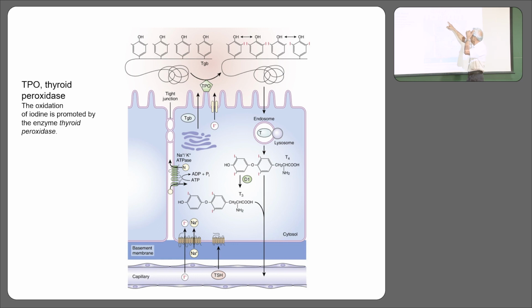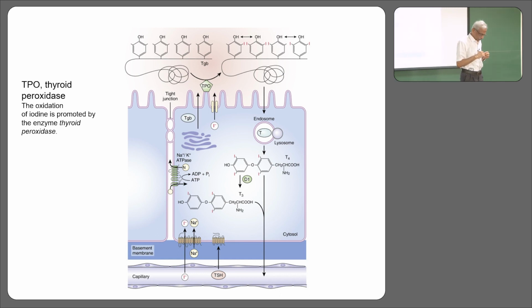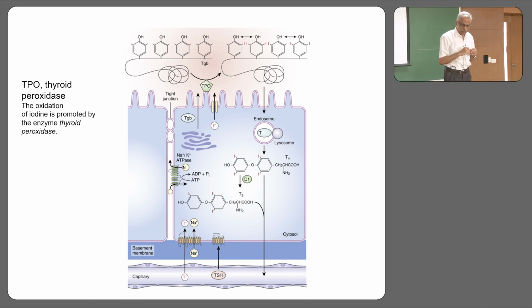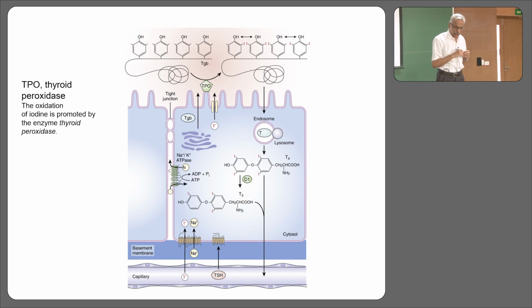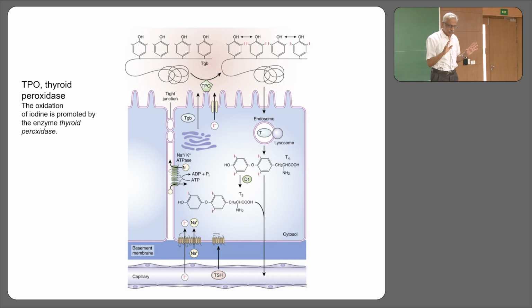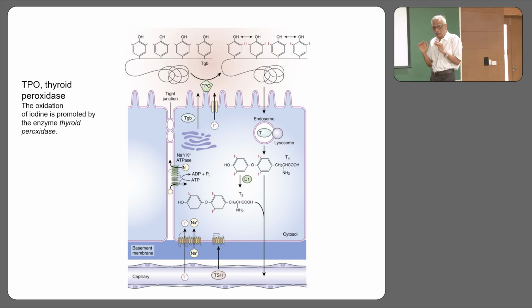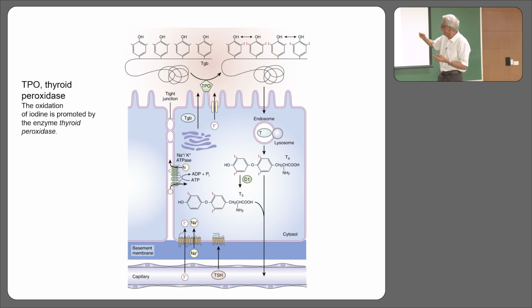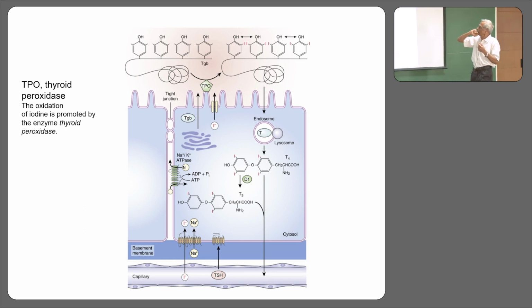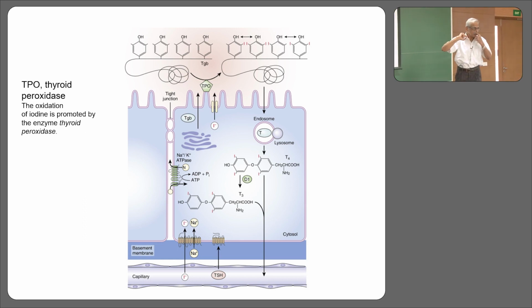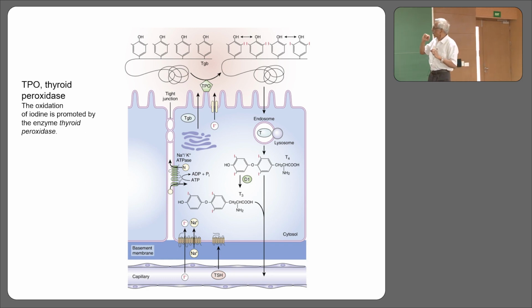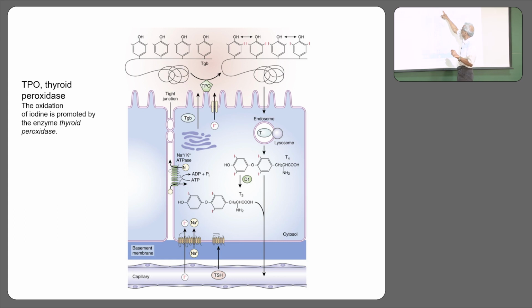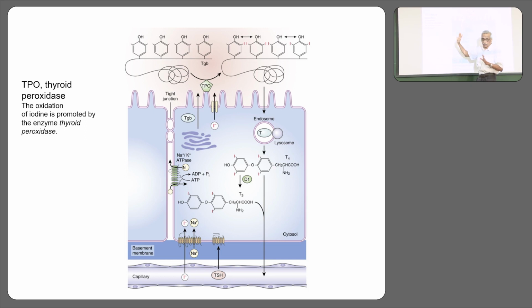You are right. Now the apical side of the thyrocytes is thrown into villi. Can you identify the villi there? Yes, that villi there. Sitting right on the villi is an enzyme. Can you please read for me the name of that enzyme? Thyroid peroxidase. So the message the author wants to give here is that right on the villi is sitting this enzyme. The oxidation of the iodine is promoted by the enzyme thyroid peroxidase.